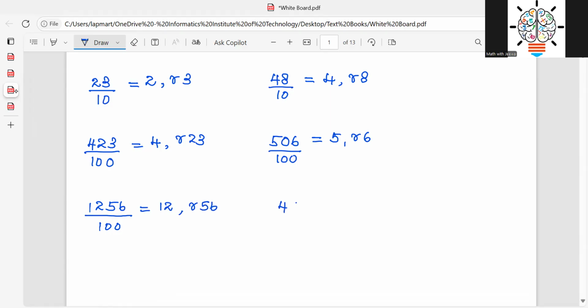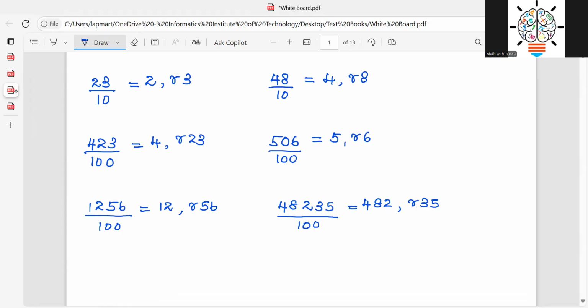Let's say you have 48,235. You divide this by 100. Then you want to keep 35 as the remainder, 482, remainder 35. Hope you identified the pattern, right? If it is 23 divided by 10, it becomes 2 remainder 3. The last 3 will be the remainder. Last 8 will be the remainder, right?